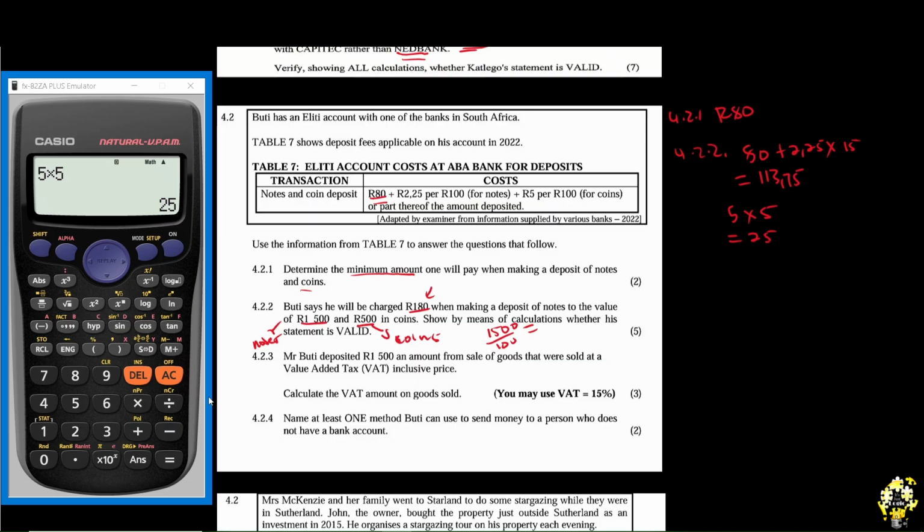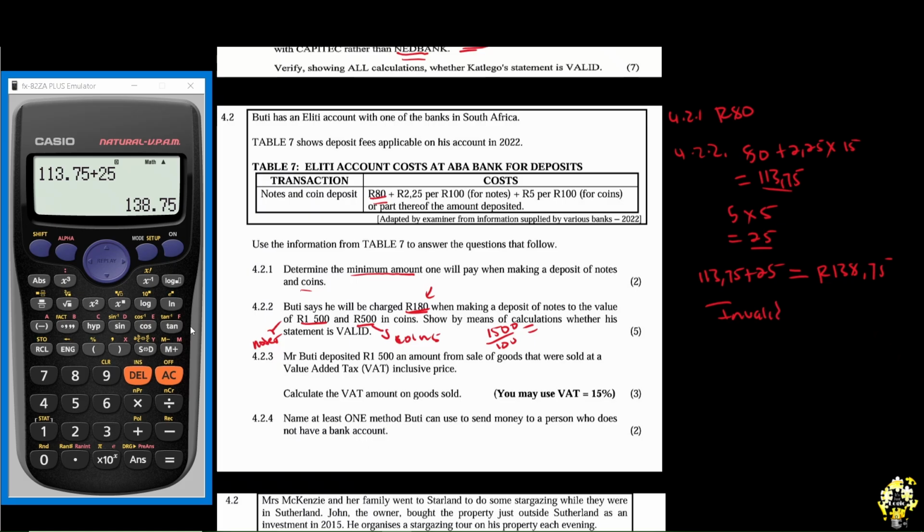Now, let's add these costs. Let's add these fees. So we have 113.75 plus 25. Let's see if his statement is correct. It says that it's going to be 138.75. That's the amount of money that this particular individual is supposed to be charged. So the statement of going to be charged 180 is invalid.